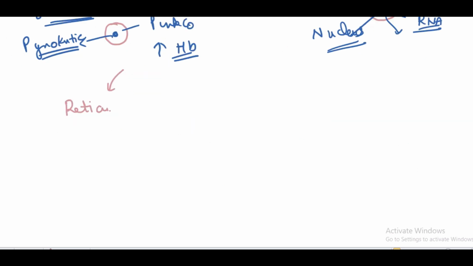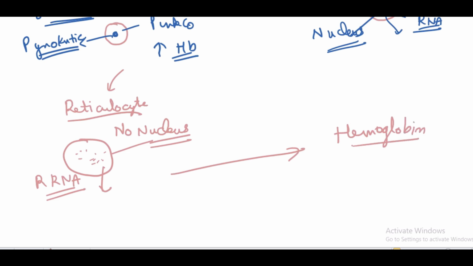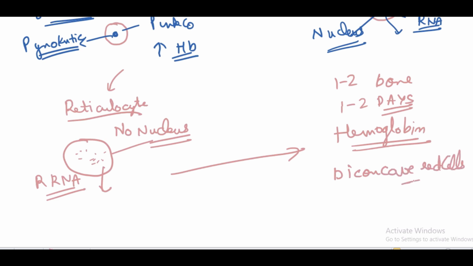The next stage is the reticulocyte. So there is no nucleus. It contains ribosomal RNA, and it continues to synthesize hemoglobin. It spends 1 to 2 days in bone marrow and 1 to 2 days in peripheral blood before becoming a biconcave red cell. Now they can be identified using a dye like methylene blue.